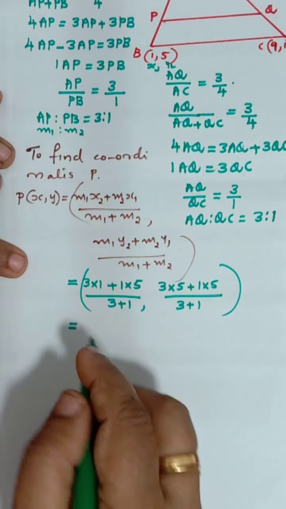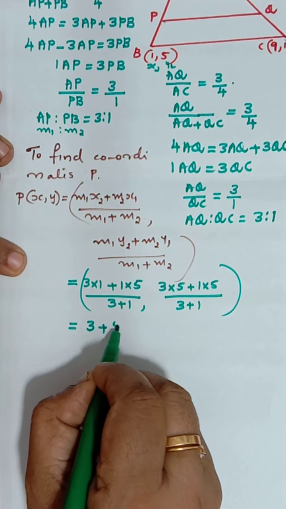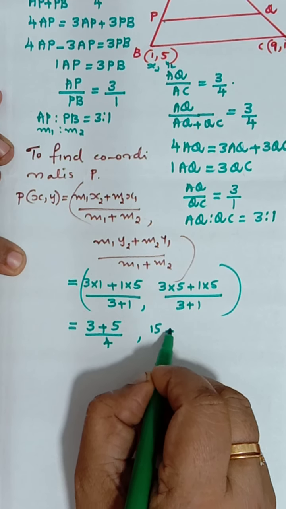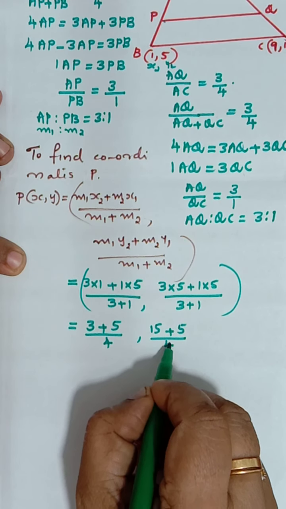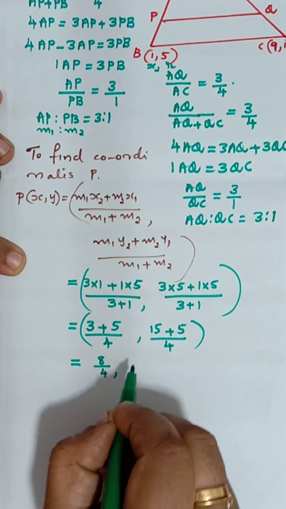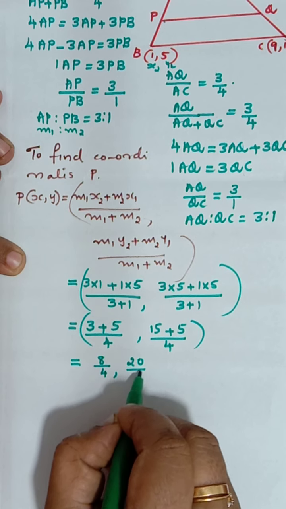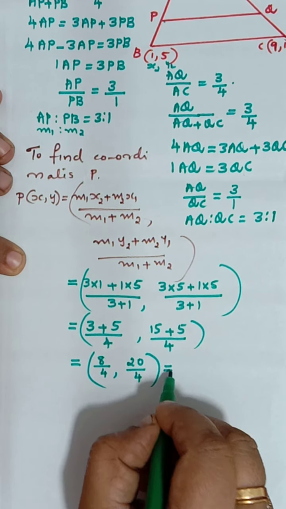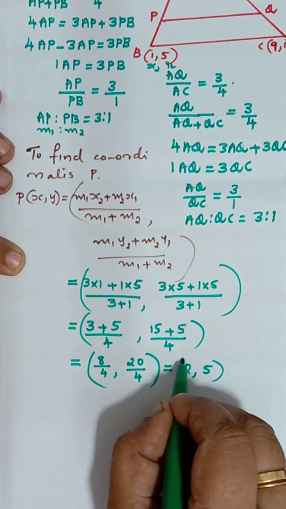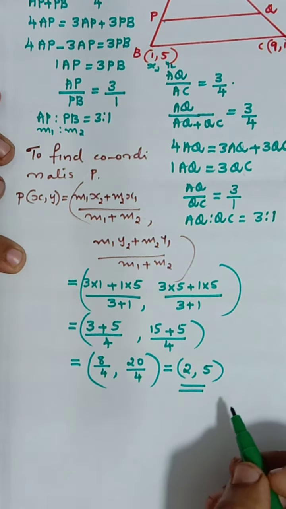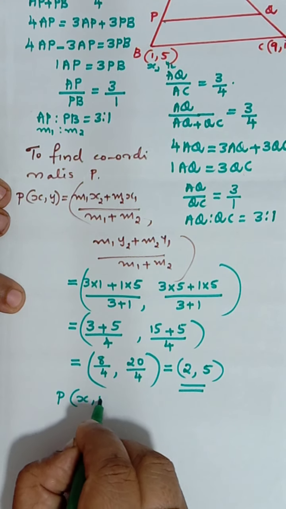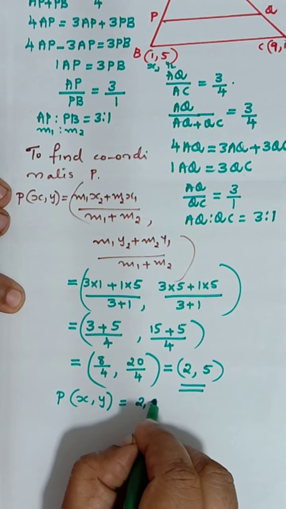1 into 3, 3 plus 1 into 5, by 3 plus 1, 4. Here 3 5s are 15 plus 1 into 5, by 3 plus 1, 4. So we get 3 plus 5, 8 by 4, comma, 15 plus 5 is 20 by 4. So that's equal to 8 by 4 is 2, comma, 20 by 4 is 5. 5 4s are 20. So we got the point as 2 5. Pxy is equal to 2 5.